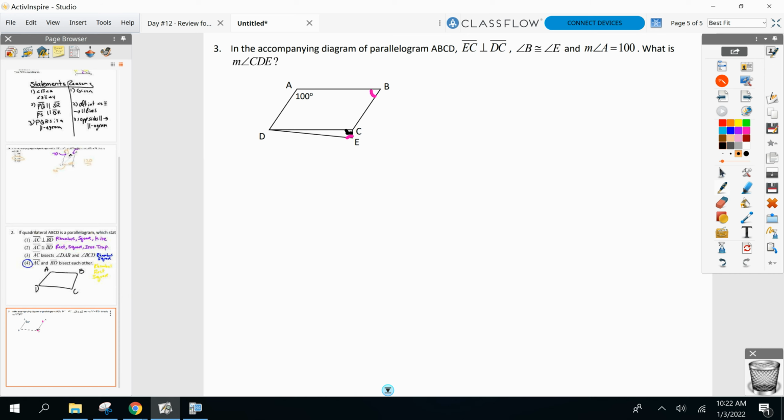All right, somebody get me to angle CDE. It's a parallelogram, and I already have the 100 in angle A. So there's a couple other angles you should be able to mark. What's angle B then? Parallelogram property. Consecutive angles are supplementary. That's 80. Meaning if angle B and E are congruent, E's got to be also 80. All right, so angle E is 80.